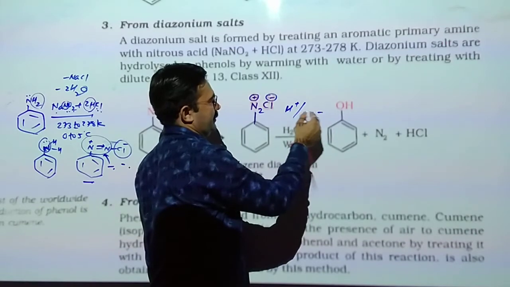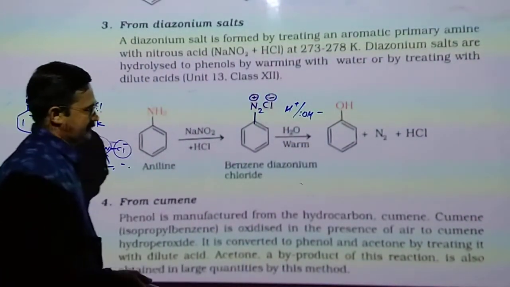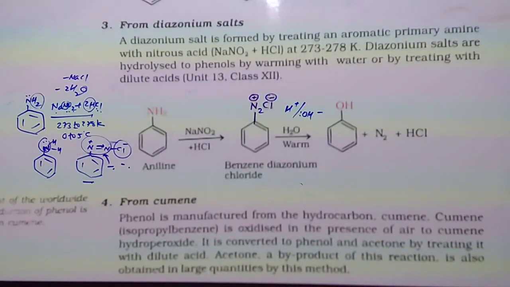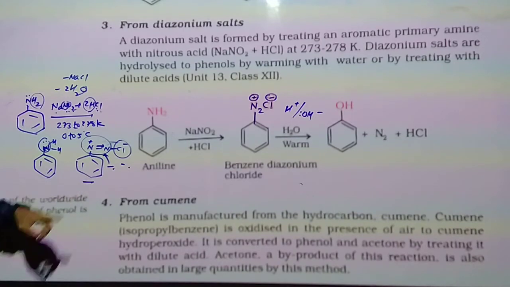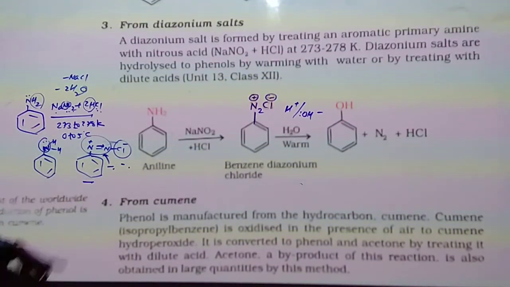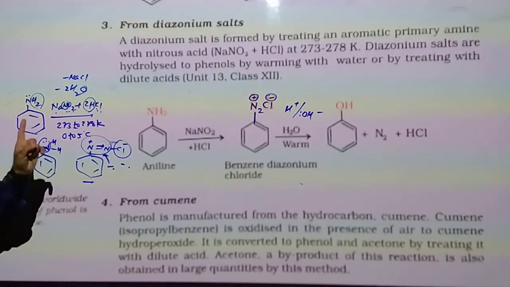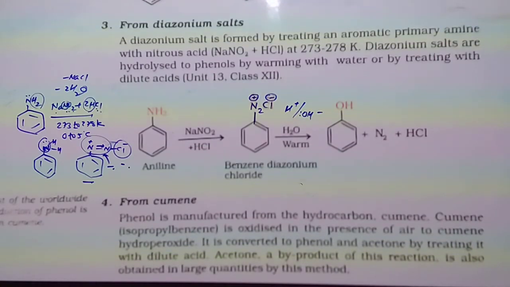In the water there are two parts, H plus and OH minus. Aniline is reacting with NaNO2 and 2HCl. So benzene diazonium chloride occurs, but this reaction happens only at 273 to 278 Kelvin, means 0 to 5 degrees Celsius. Diazonium salts are hydrolyzed to phenol by warming with water or by treating with dilute acid.